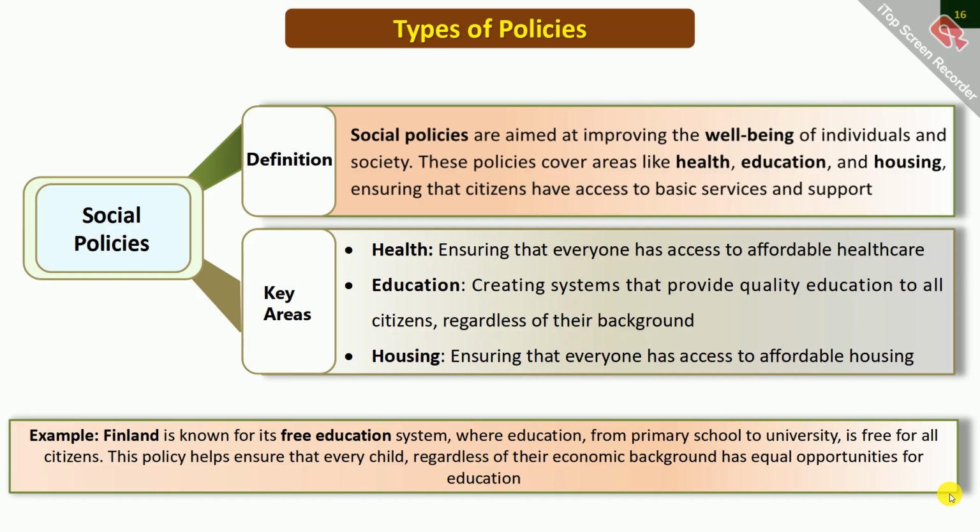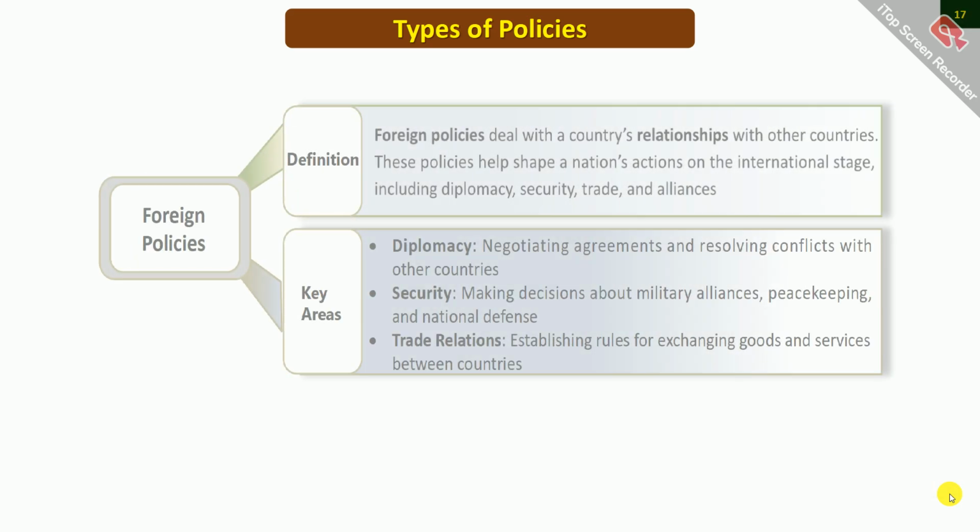There is one notable example in Finland for its free education system, where education from primary school to university is free for all citizens. This policy helps ensure that every child, regardless of their economic background, has equal opportunities for education.